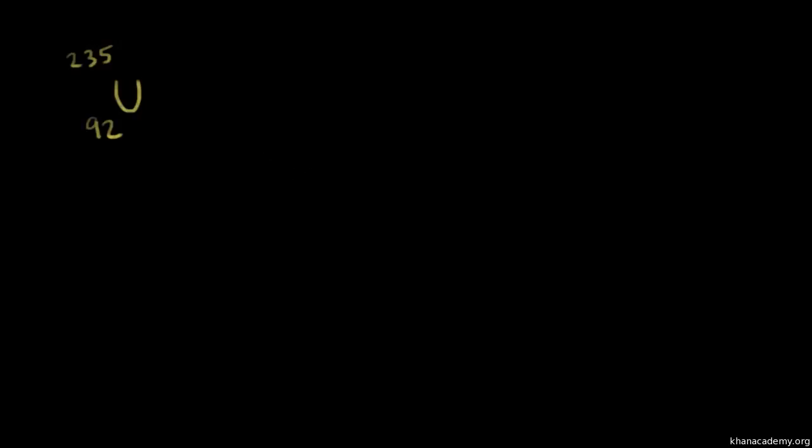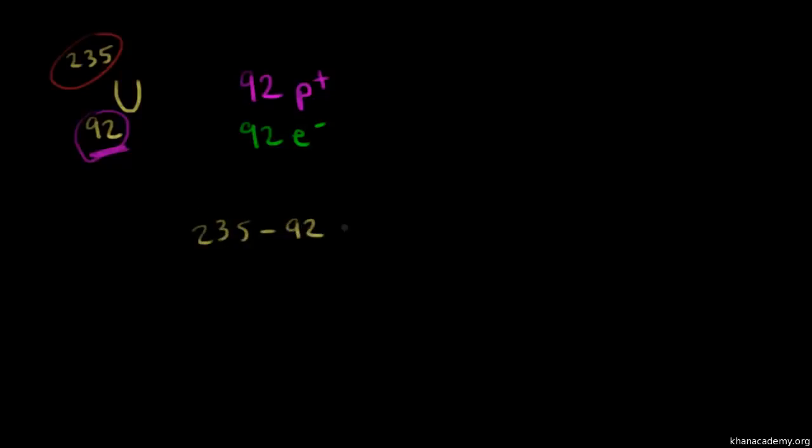All right, so once again, for protons, we look at the atomic number. That's 92, so there must be 92 protons. In a neutral atom, the number of electrons is equal to the number of protons, so there are 92 electrons. And then finally, to figure out the number of neutrons, we subtract this number from the mass number. So we just need to do 235 minus 92, and that gives us 143. All right, so there are 143 neutrons.